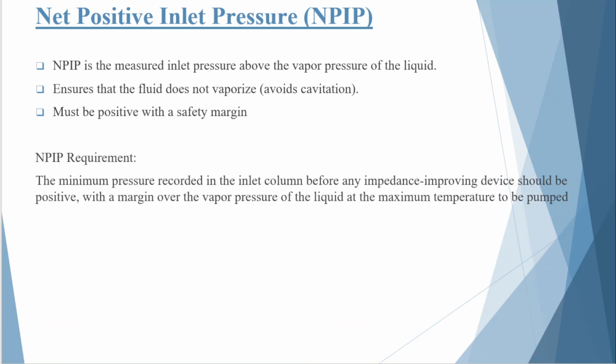Therefore, engineers must carefully evaluate the combined effects of static suction head, friction losses, vapor pressure, and acceleration head while designing the suction piping. If sufficient NPIP cannot be maintained, corrective actions such as reducing pump speed, increasing suction pipe diameter, shortening the suction line, or installing an air vessel may be necessary. Ensuring adequate NPIP is one of the most important requirements for achieving reliable reciprocating pump operation without cavitation.